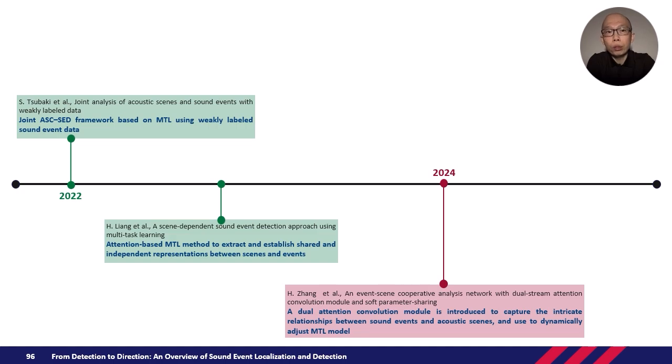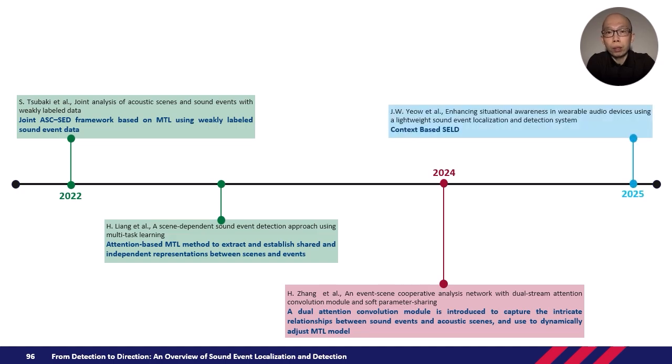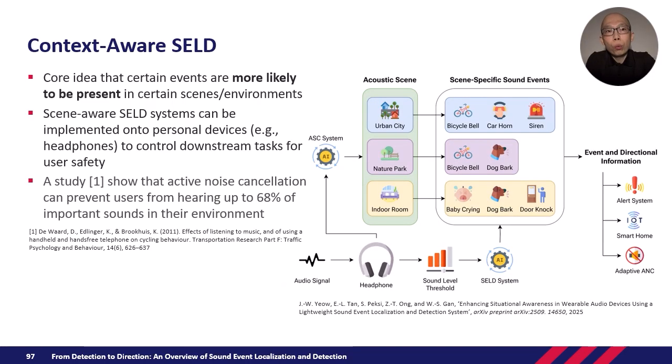And finally, in 2025, our lab has published a context-based SELD paper at AES 2025, which shows that environmental context can be used to improve both SED and DOA estimation. A context-aware SELD system can be developed by integrating ASC and SELD. Using the core idea that certain sound events are more likely to occur in specific environments, an ASC model can first be used to identify the scene, such as an urban street or an indoor room, and then use the environmental context to guide the SELD model.